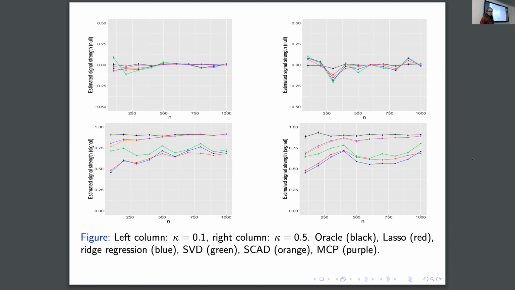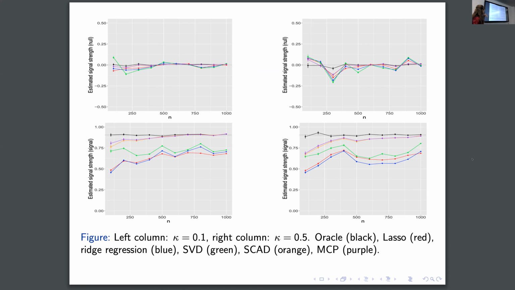So here are our results. What you can see are the average estimated signal strengths for all of our estimators. In black, you've got the Oracle one, which is not available in practice. That's just the reference point where you plug in the true value of eta. And then the colors are described on the bottom. On the left, you've got the case kappa is 0.1, so P over N is 0.1. And on the right, you've got P over N is 0.5. So P is larger on the right.